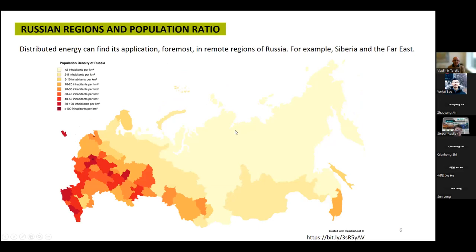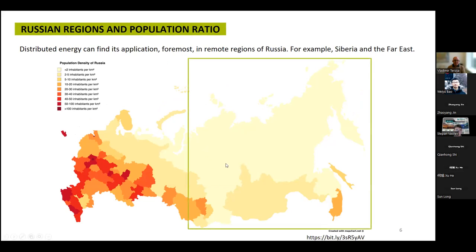The quantitative ratios of the population of the Russian regions are presented on this slide. The country is large and the population is unevenly distributed. Distributed energy can find its application foremost in remote regions of Russia, for example, Siberia and the Far East, that are characterized by relatively low population density and accordingly large distances of settlements from large network facilities. In these regions, it may not be economically feasible to build power lines to connect, for example, villages with a population of several hundred people to a centralized power supply.